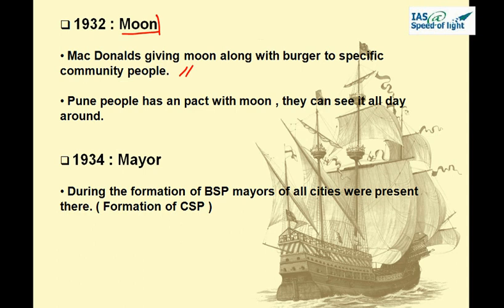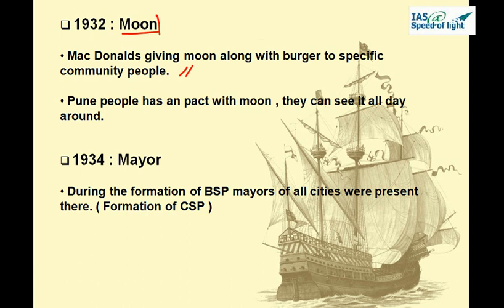Okay, 1932. First is the Communal Award. Once 1932 comes, or MN moon comes, the first thing should be the Communal Award, McDonald's Communal Award. Second thing is the Pune Pact. Okay, the Pune people, they made a pact.